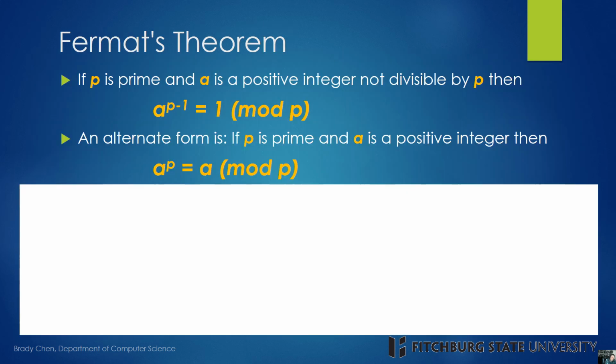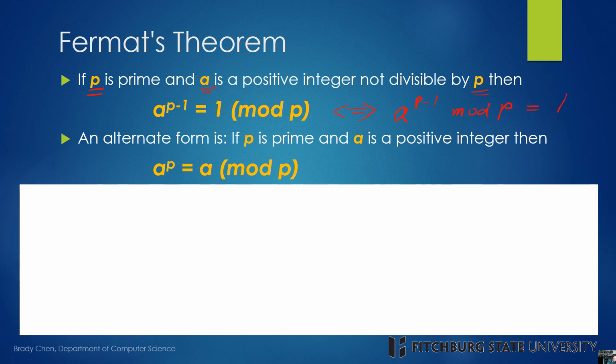One of the important theorems in number theory is Fermat's theorem. Fermat's theorem itself is very simple to understand. If P is a prime number and A is a positive integer not divisible by P, then A to the P minus 1 and 1 are congruent modulo P. In other words, A to the P minus 1 mod P is 1. That's an equivalent statement.